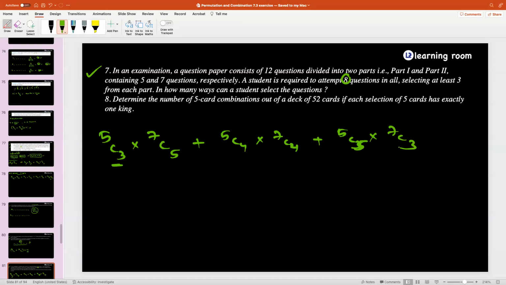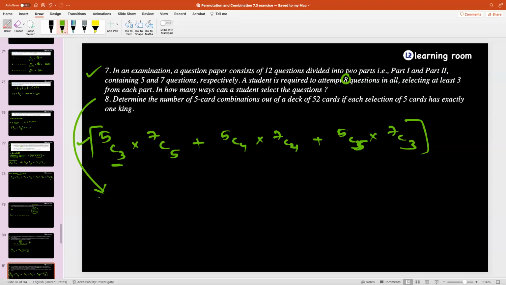Make sense? If you look at the bottom, everyone has a minimum of 3 questions or more than 3 questions. Is the point clear? Yes, sir. In how many ways the student can select the questions is what they've asked. So selection means it is combination. What about the 8th one?